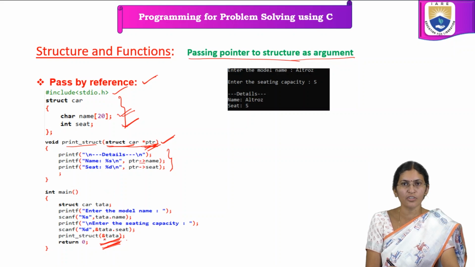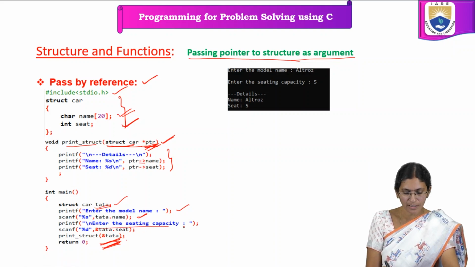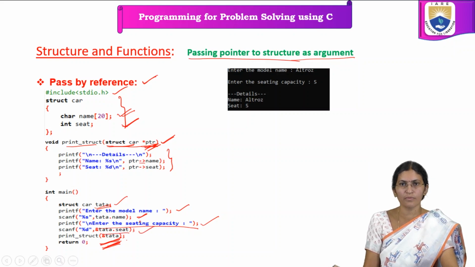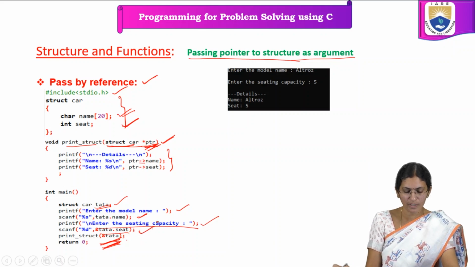In the main function, we have defined a variable data. Then in the printf function, enter the model name. In the scanf function, the user will give the input for the name of this variable data. Then again in the printf function, enter the seating capacity. This will be prompted to the user. In the scanf function, data.seat is given as input by the user.